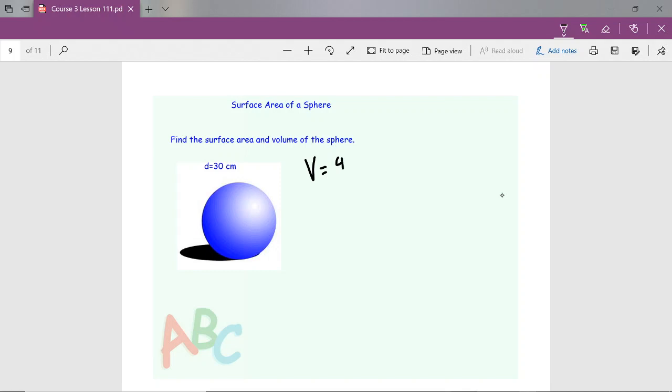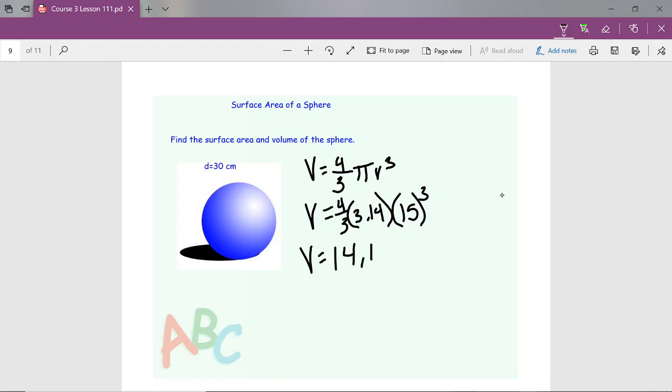So volume, 4/3 pi r cubed. In this case, it doesn't want us to leave it in terms of pi. We want to use 3.14. So we do 4/3 times 3.14 times a radius of 15 that we're going to cube. I'll give you a second, pause the video and work all of that out, multiply everything out. But when you do, we find a volume to be 14,130 centimeters cubed.